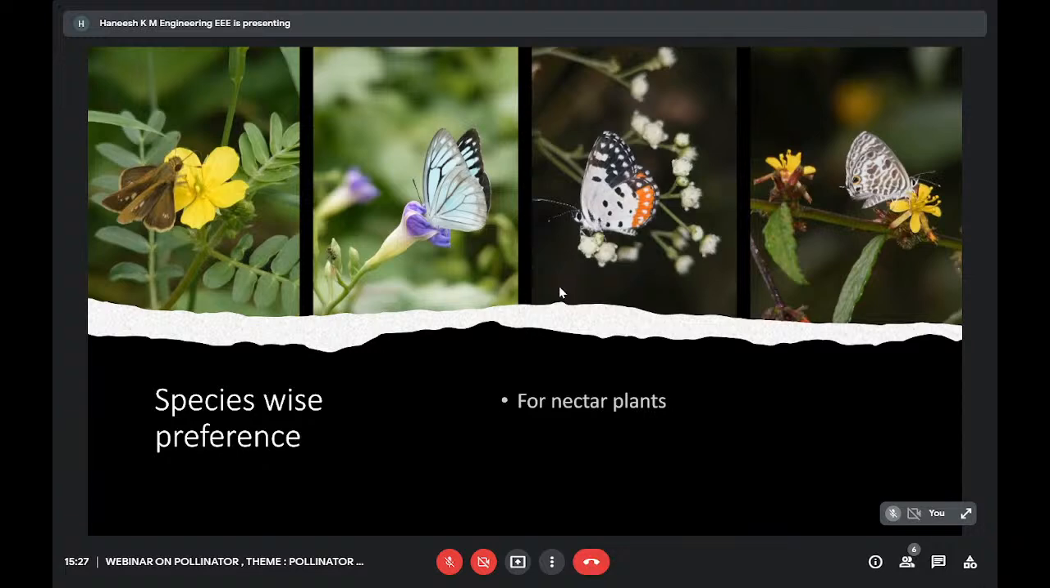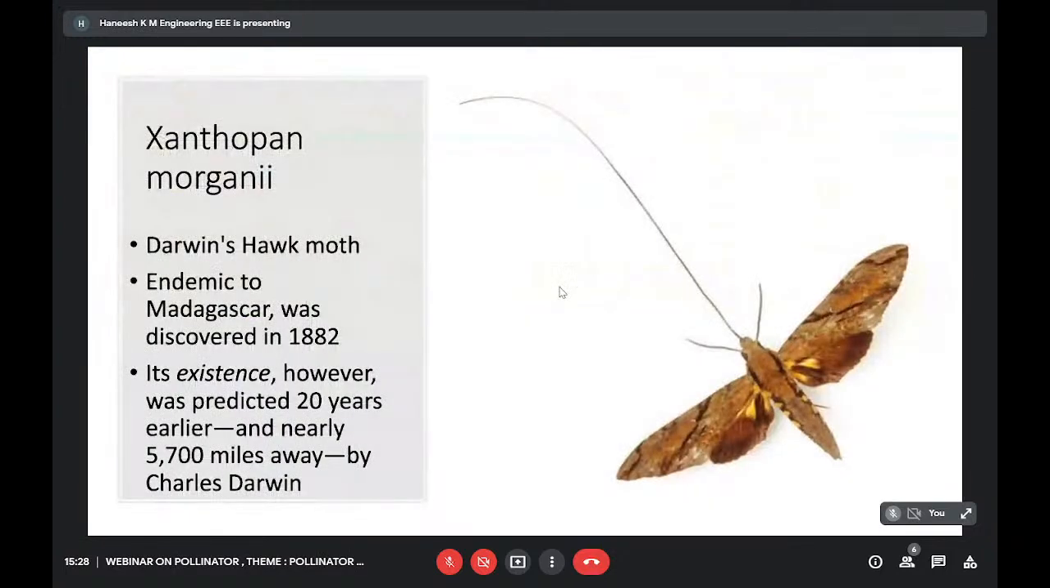Similarly, the flowers are also looking for certain kinds of pollinators. They'll be trying to attract certain species of birds or insects. So there is a mutualism between them, and they help each other. Now this is a bigger example. This is a hawk moth. You can see that it has a very long proboscis. Proboscis means the straw which it uses to suck the nectar from the flower.